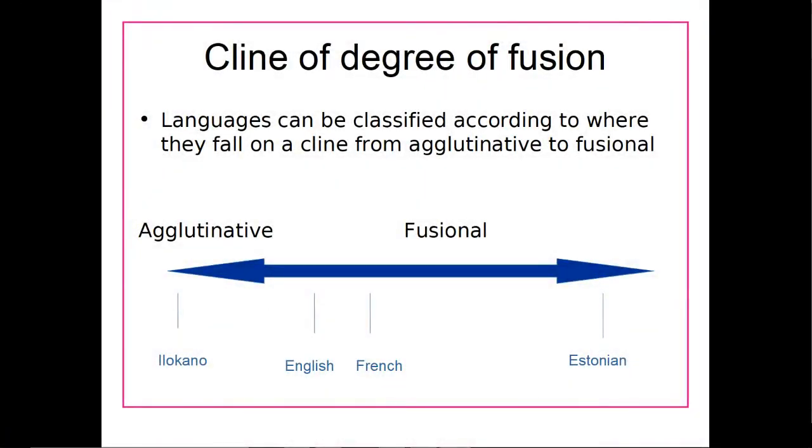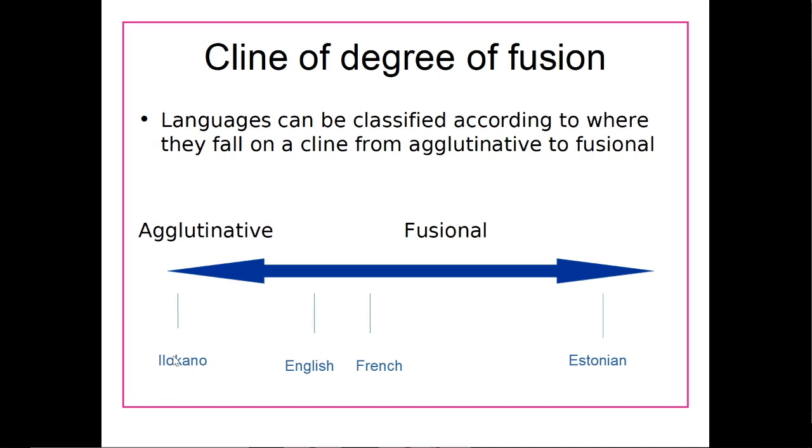So this degree of fusion is not necessarily going to be cut and dried for every language. Languages can be classified more along a cline of degree of fusion. So basically that means there's kind of a sliding scale to tell us how fusional something is, where a language isn't necessarily all agglutinative or all fusional. It's more somewhere along this continuum.